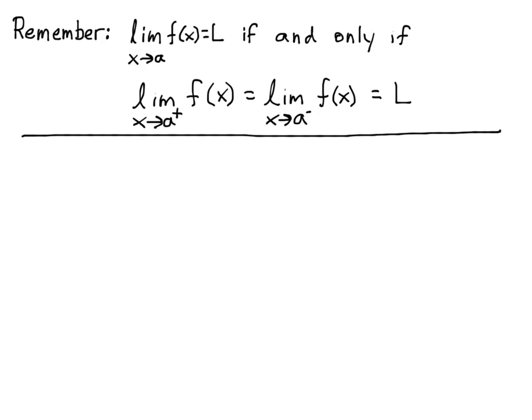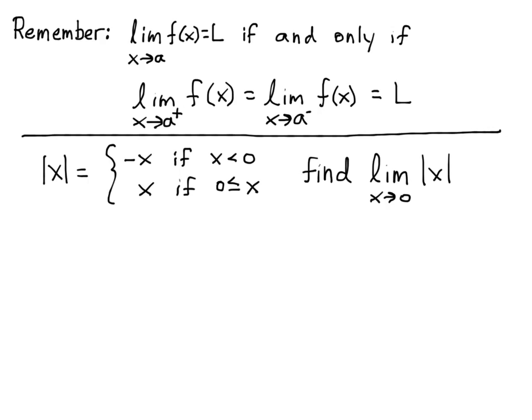So that if only works one direction. Okay, so this one works in both directions. So if this is true, that's true as well. Okay, so let's look at this. The absolute value function is this piecewise function. And so we want to find the limit as x goes to 0. So what do you suppose that is?